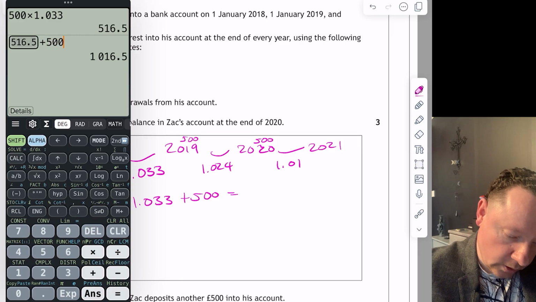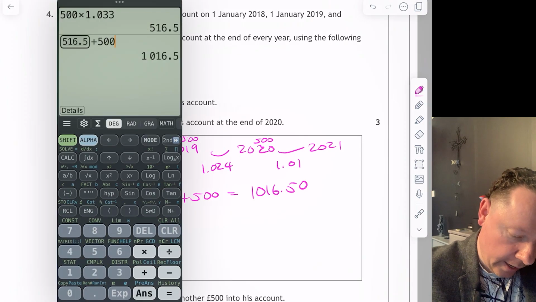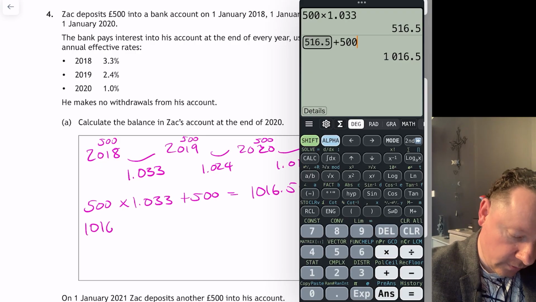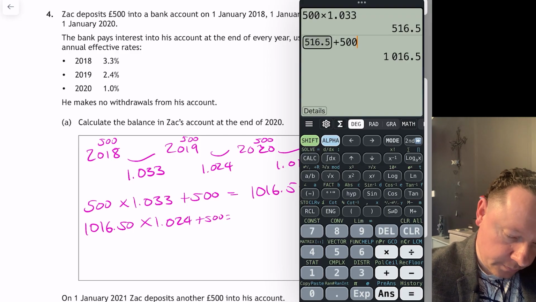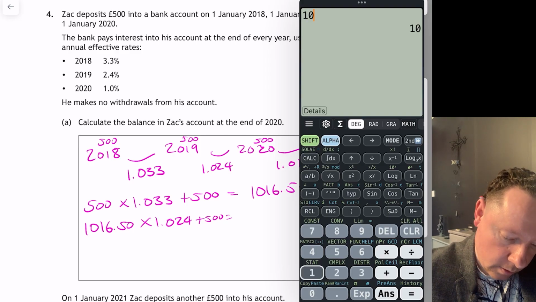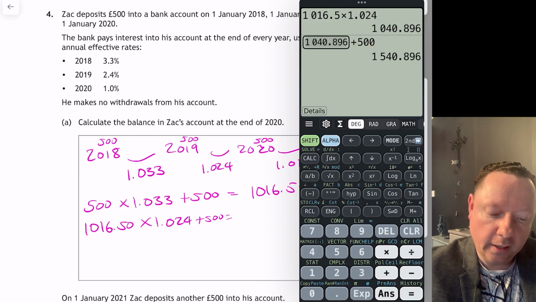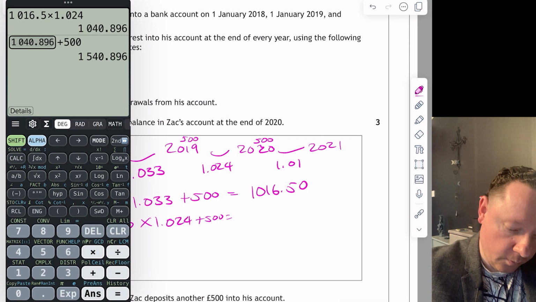So the first one is £1016.50, and then start again. 1016.50, times 1.024 this time, plus the 500 at the end of that. And you get 1540.896 or 1540.90.